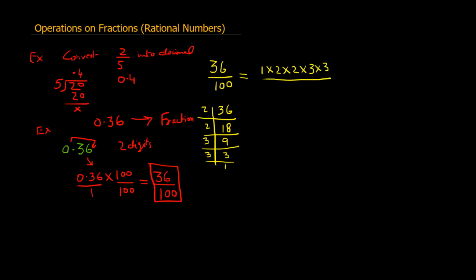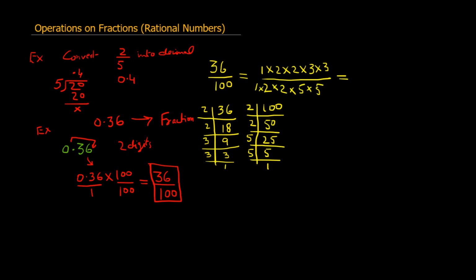And now we have to find the prime factors of 100. So starting from 2, 50, so divisible by 2, 25. Now 5 plus 2 is 7, so not divisible by 3. So divisible by 5, 5, and now 5 is prime. Now we got 1. So this 100 can be written as 1 multiplied by 2 multiplied by 2 multiplied by 5 multiplied by 5.